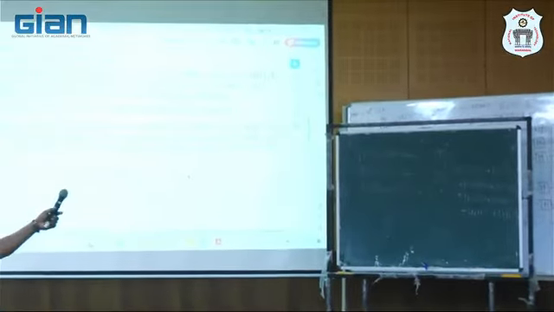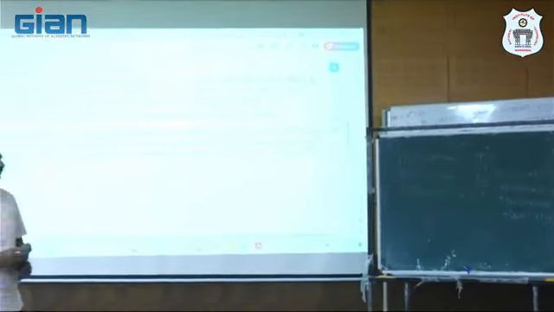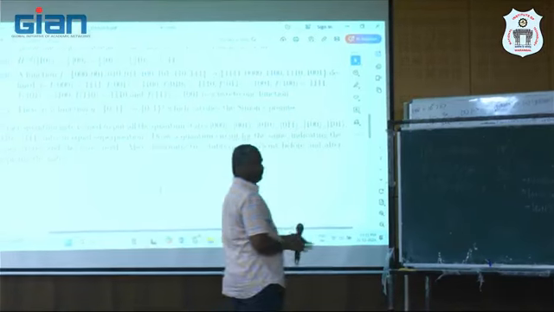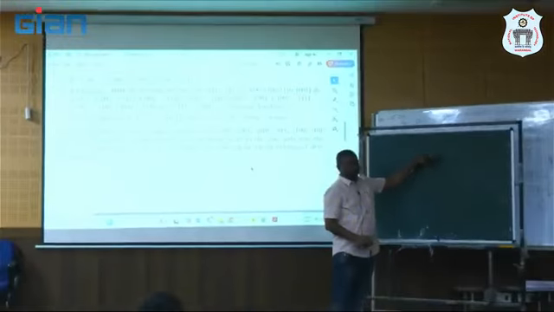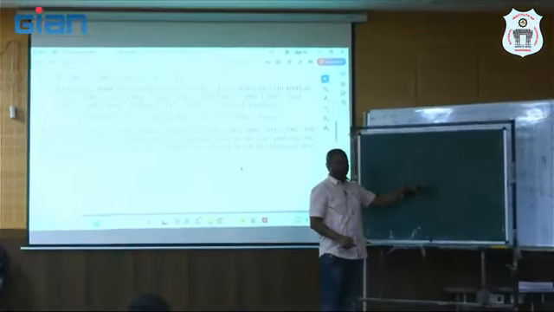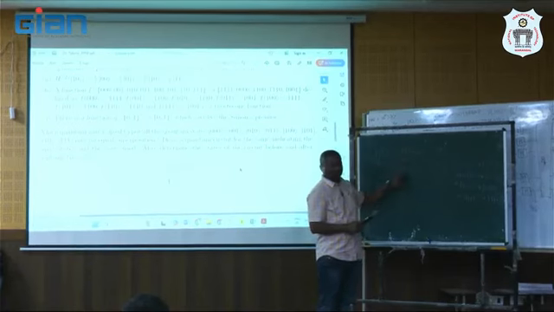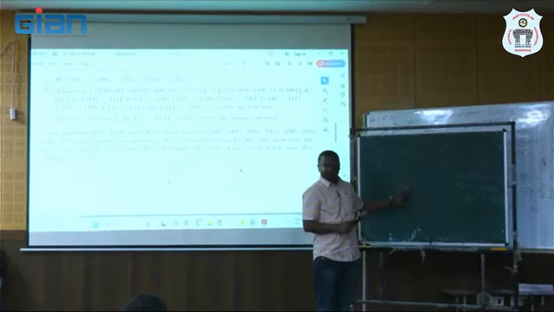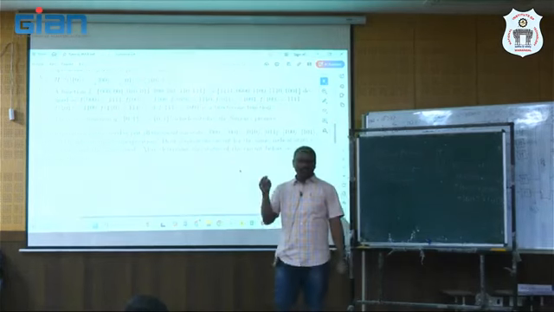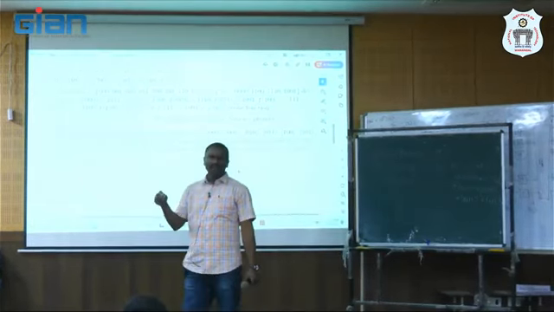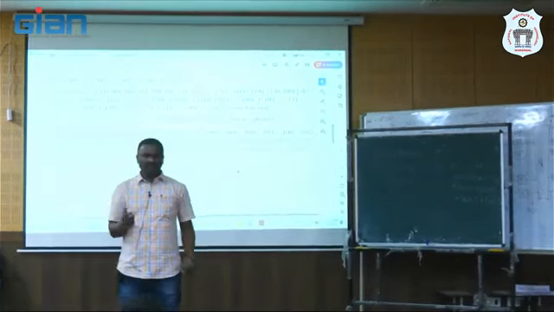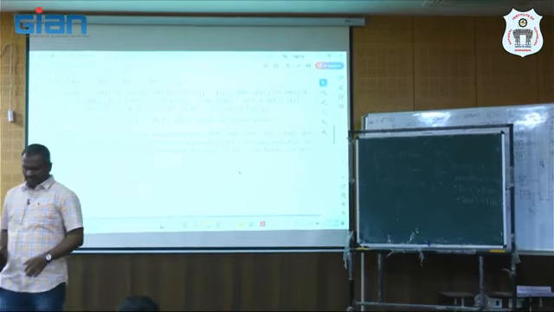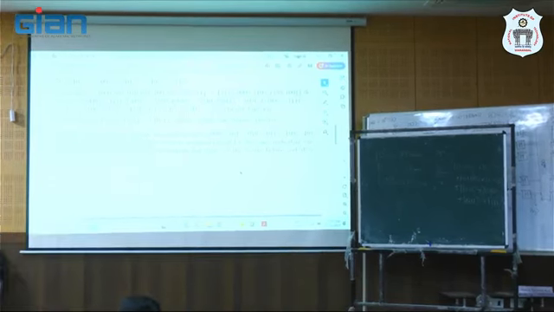Is there any doubt about whatever he has written? This is the plus state output, and this is the plus state here. So again we take the tensor product of 1 by root 2 ket 0 plus 1 by root 2 ket 1, tensored with 1 by root 2 ket 0 plus 1 by root 2 ket 1, again tensored with 1 by root 2 ket 0 plus 1 by root 2 ket 1. It gives 1 by root 2 whole cube ket 000.